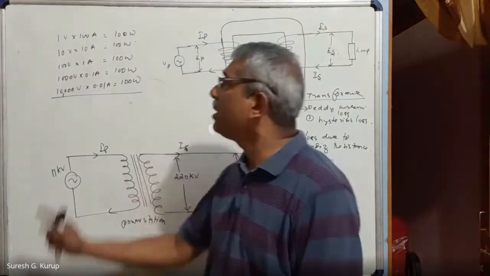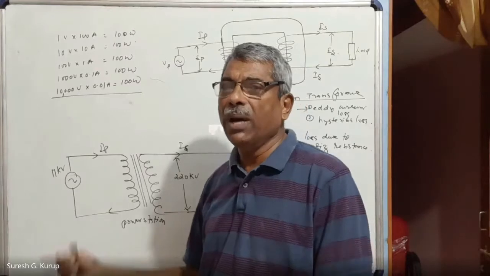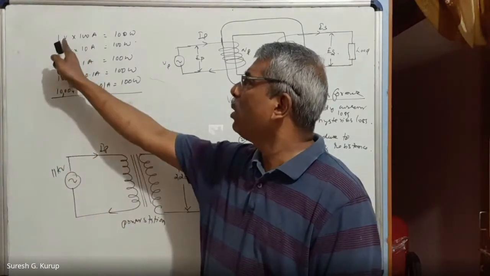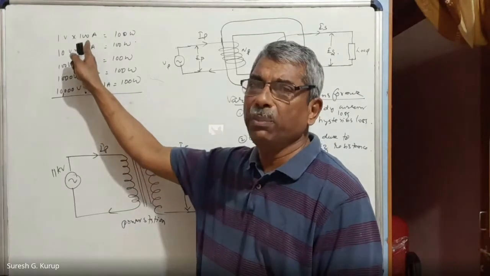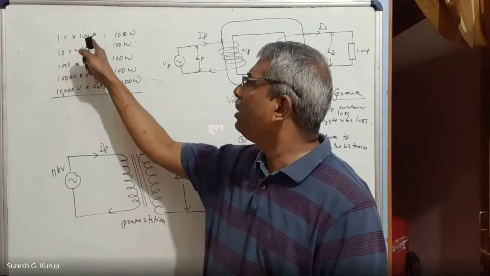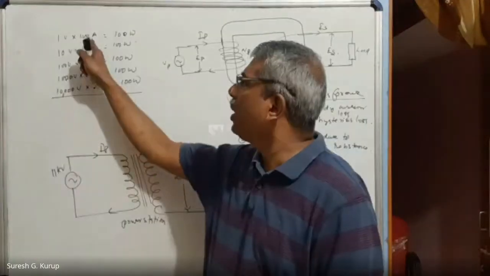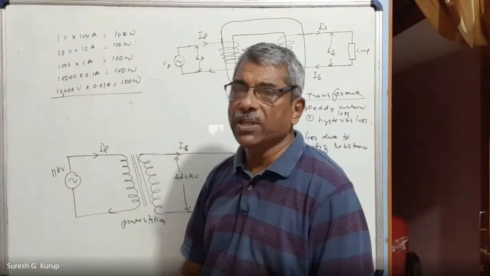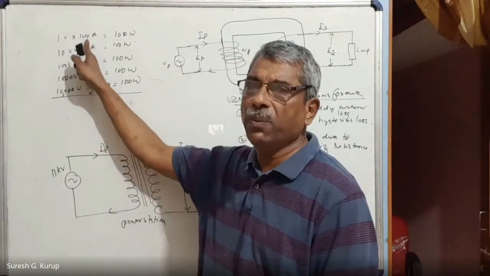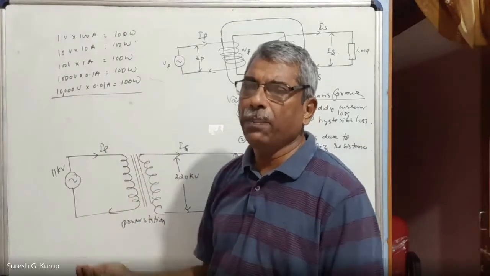Suppose a transformer has to transmit 100 watts of power from one end to another. That can be done by various methods. For example, 1 volt into 100 ampere equals 100 watt. Here the current value is more and the voltage value is lower. So the current has to flow from the manufacturing point to the domestic point, or wherever the power has to be used.